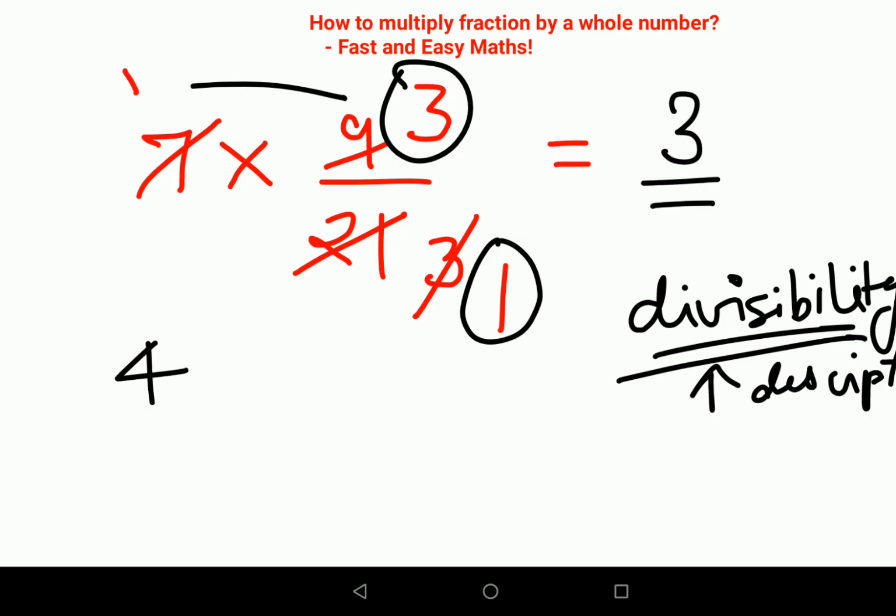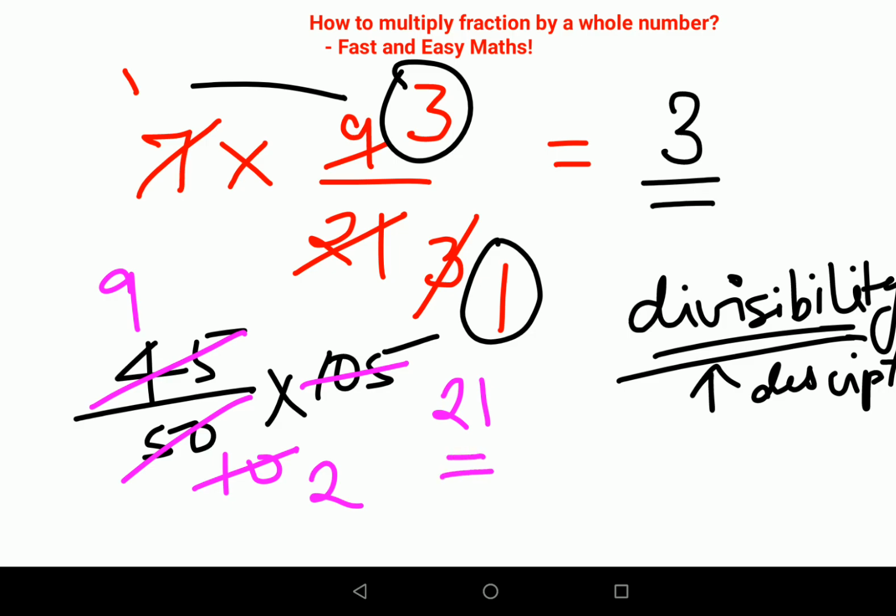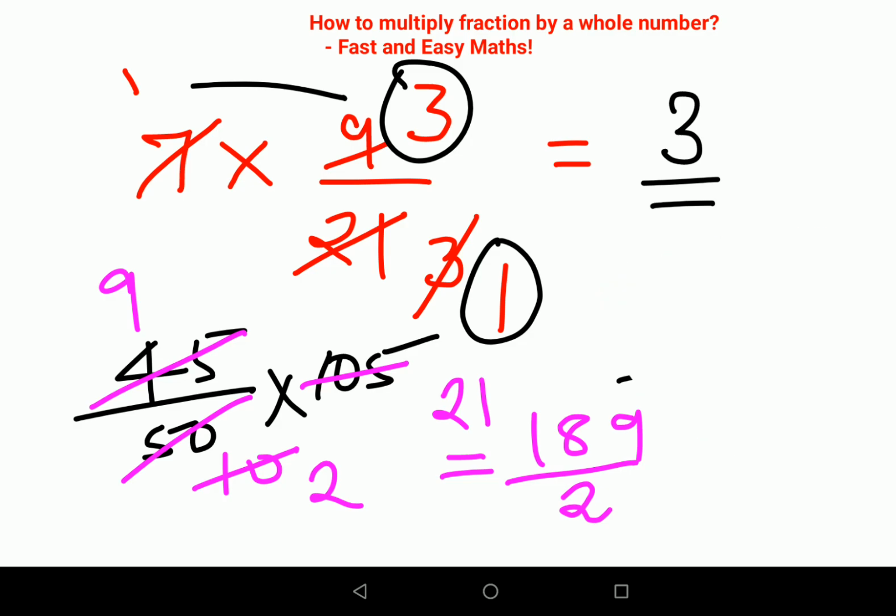Now if we had 45 upon, let's say, 50 into 105, then in this case what we will do is, again, 5 tens are and 5 nines are gets you 45. Now again, 5 twos are gets you 10 and 5 twenty-ones are gets you 105. So your final answer is now left with what? 9 into 21, that gets you what? 189 upon 2.